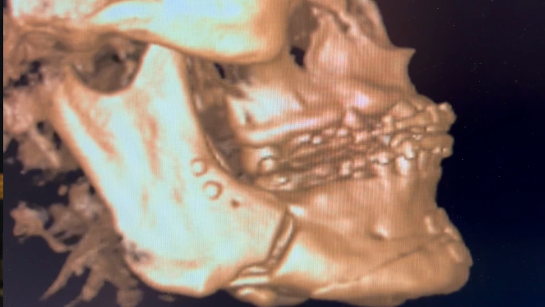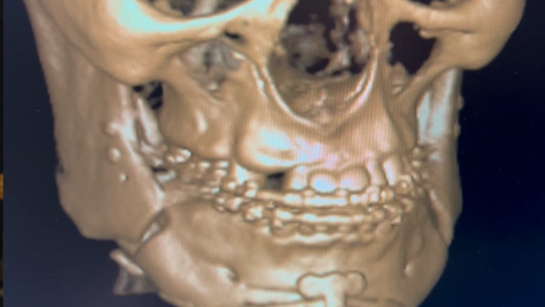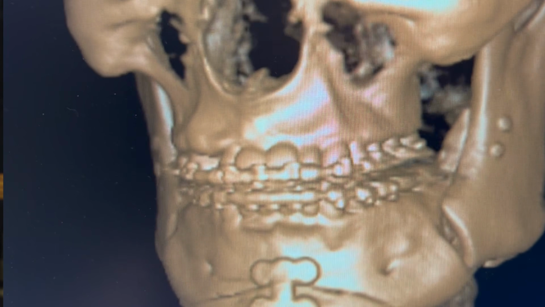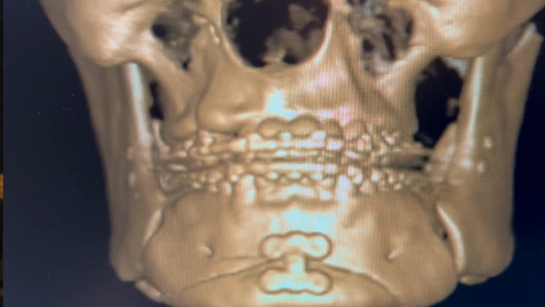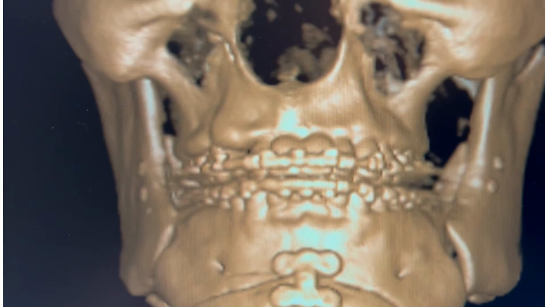This case demonstrates how orthognathic surgery not only restores occlusion and airway volume, but also enhances facial aesthetics and self-confidence. Bilateral sagittal split osteotomy remains the gold standard for mandibular advancement. The genioplasty allows for fine-tuning of facial harmony.